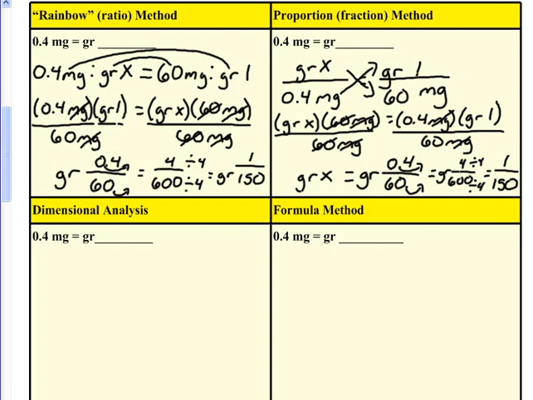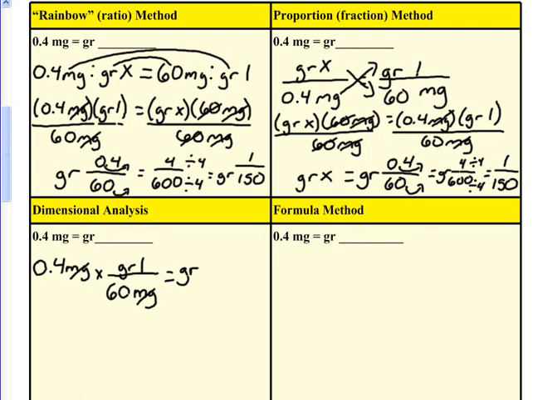Let's do the same conversion using dimensional analysis. This time we're going to start with our 0.4 milligrams, and we will multiply by a fraction that shows a known relationship between milligrams and grains. We know that 60 milligrams is the same as grain 1. I want to place the unit milligrams in the denominator of this fraction so that the units milligrams will cancel. We know 60 milligrams is the same as grain 1. This leaves us with only the unit grain.